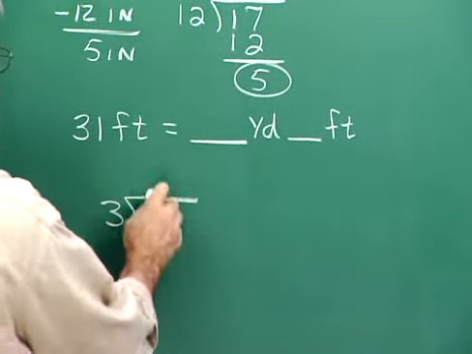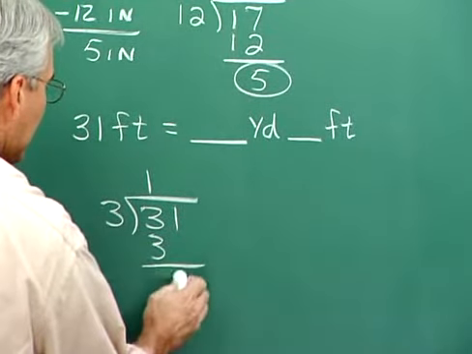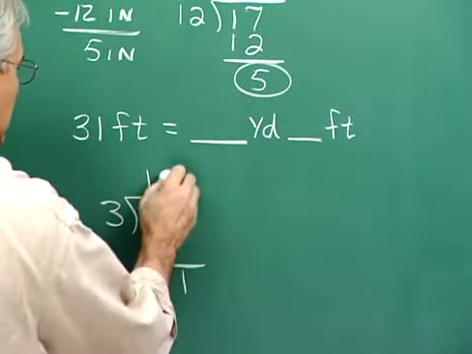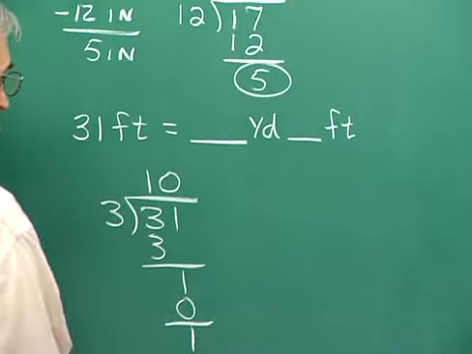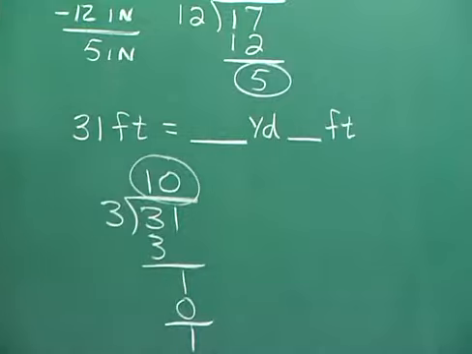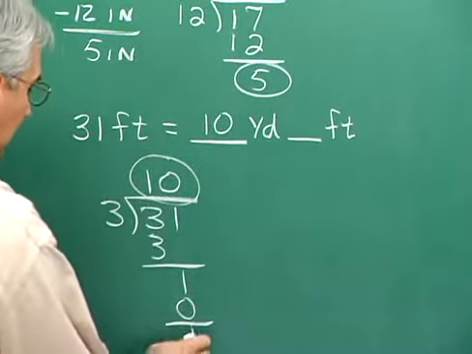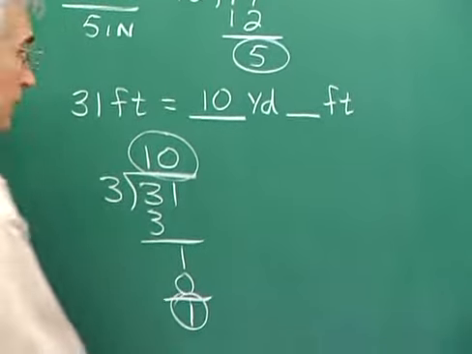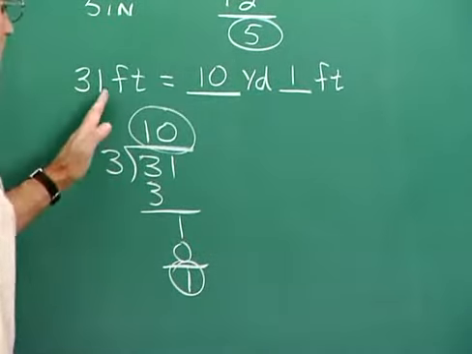3 into 3 goes 1. 1 times 3, 3. Subtract, we get 0, bring down the 1. 3 into 1 goes 0. 0 times 3 is 0, and the remainder is 1. So 10 is the whole number part of the answer, and so we have 10 yards and 1 leftover foot, you see. So 10 yards and 1 foot for 31 feet.